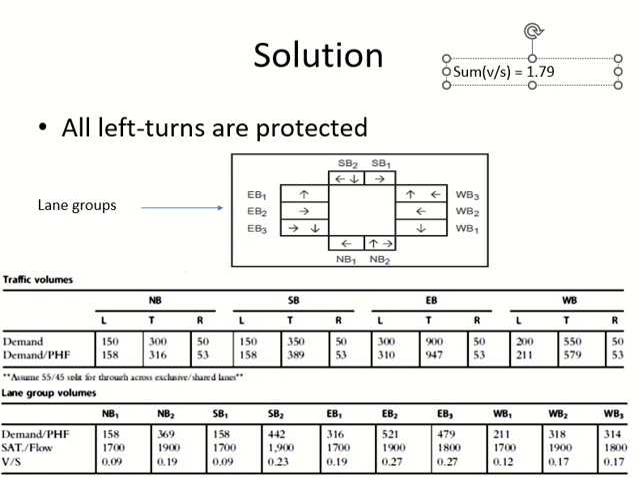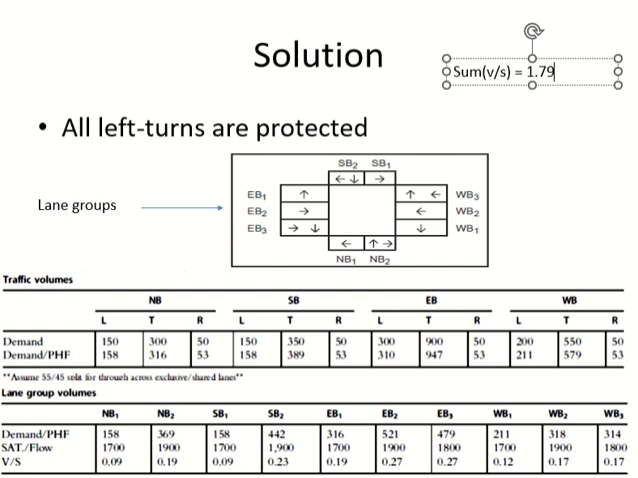Now we will do the phasing plan next time. But what does it mean? 1.79 means your volume is more than the saturation flow rate. The total demand flow rate is more than the total saturation flow rate. It also means that you cannot design a signal which has a separate phase for each lane group.